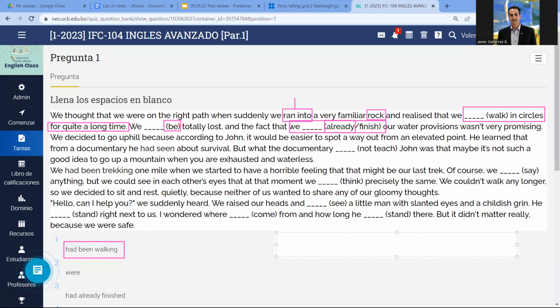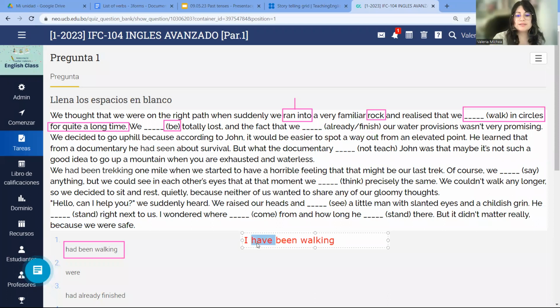Y perdón, la segunda en Spanish, o sea, la segunda sería, bueno, la segunda que pusiste, pero el número 1. We realized that we had been walking sería, nos dimos cuenta que habíamos estado caminando. Sí. Y la otra, si le ponemos have been walking sería, y nos dimos cuenta que estuvimos caminando. O sea, podrían ser los dos, yo sé que la tarea era past y no present, pero ¿podría funcionar? Nope, it couldn't be because this is hemos estado caminando. Entonces, y nos dimos cuenta que hemos estado caminando. It doesn't make sense. Yeah. Okay.